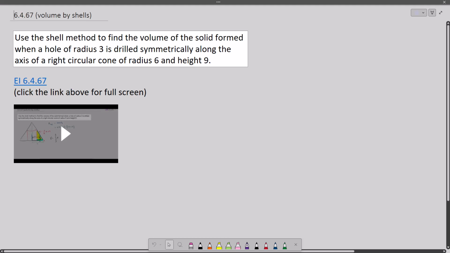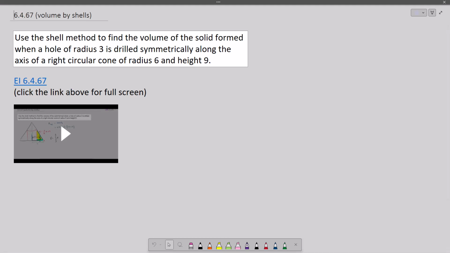So use the shell method to find the volume of the solid formed when a hole of radius 3 is drilled symmetrically along the axis of a right circular cone of radius 6, height 9. So we've got a cone, radius 6, height 9. We're just going to take a drill and drill out the middle, of radius 3. It's going to be like a cylindrical type of boring.